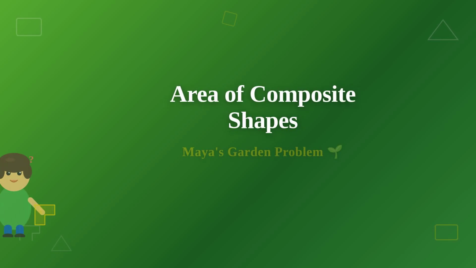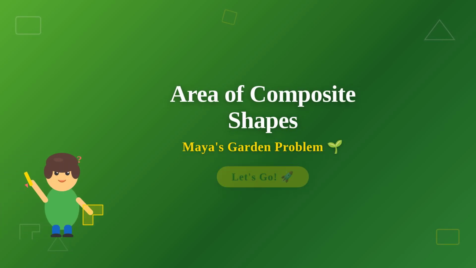Meet Maya. She's got a big problem. Her class is designing a school garden, and she needs to figure out the area of a weirdly shaped plot of land. It's not a rectangle. It's not a triangle. It's both. Maya stares at the shape and thinks, where do I even start? Today, we're going on Maya's journey from totally confused to totally crushing composite shapes.